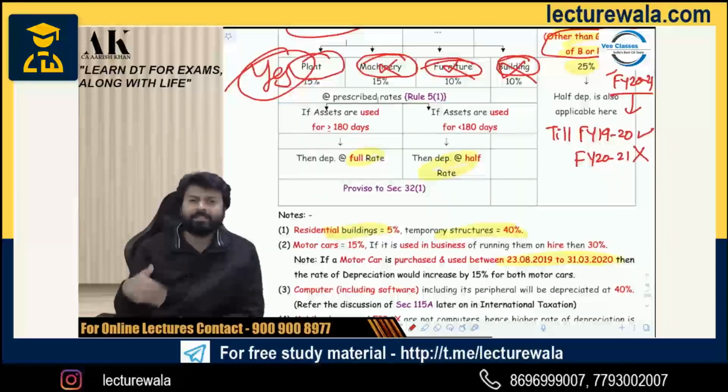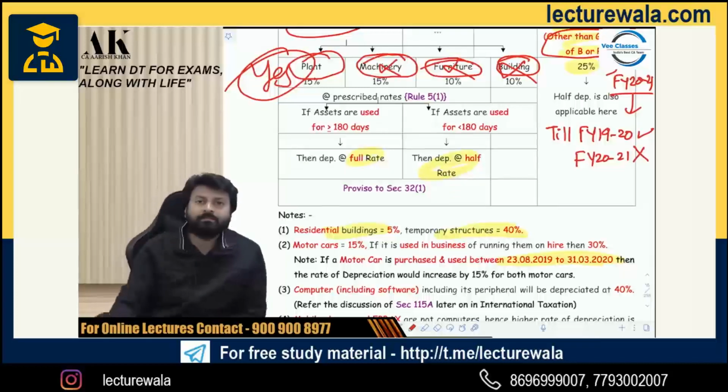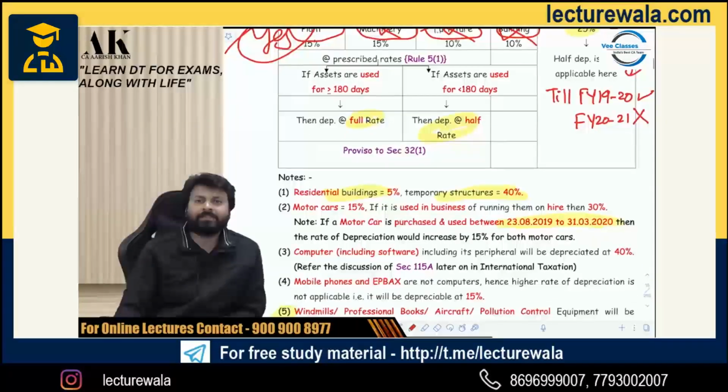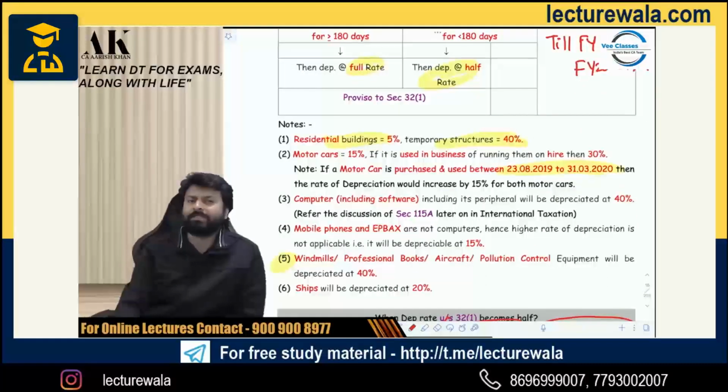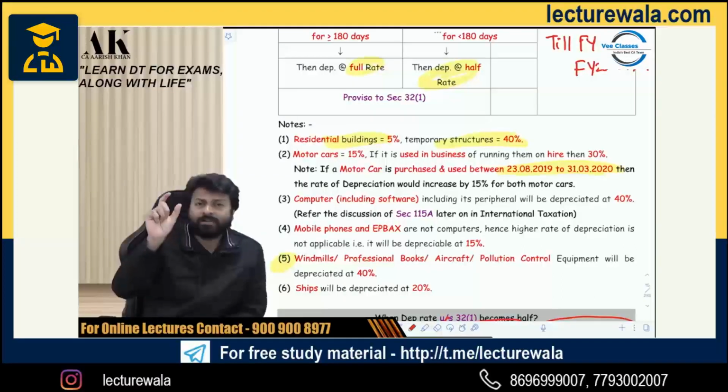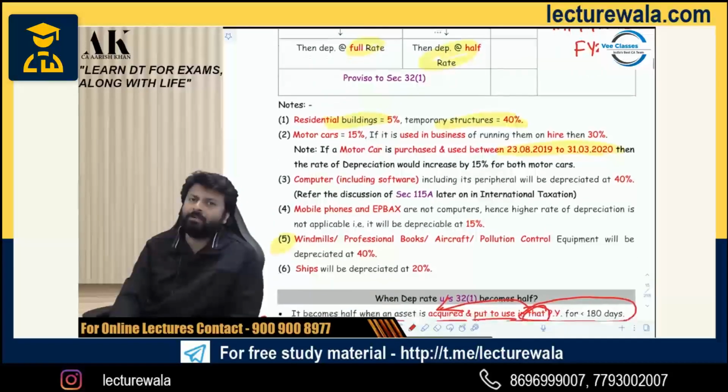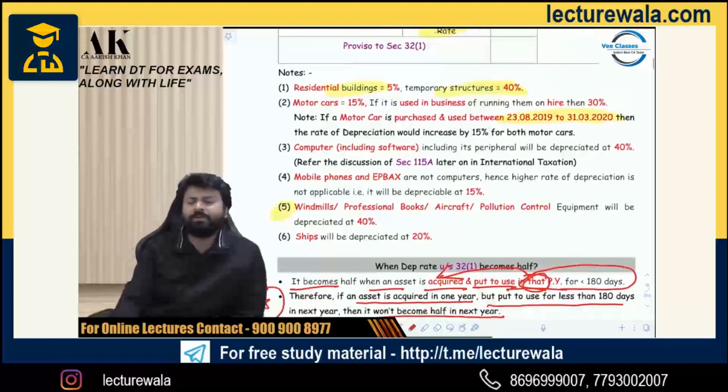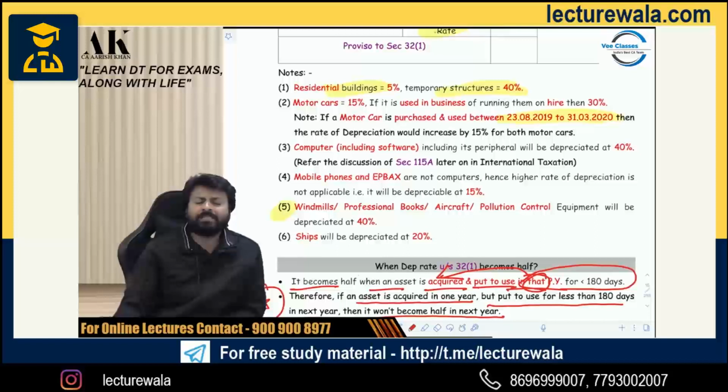Then the asset categorization and the rate of depreciation. Plant and machinery, 15%. Building, furniture, 10%. Intangible asset, 25%. Intangible asset does not include goodwill. Now, there are various rates. For building, 5% residential building, 40% temporary structure. For plant and machinery, motor vehicle by default, 15%. If it is in the business of running them on hire, then 30%. If it is purchased between 23rd August 2019 and 31st March 2020, purchased and used between this period, then 15% extra. Then mobile phones 15%, EPBX 15%, computers 40%, then windmill, professional books, aircraft, pollution control equipment, all 40%, ships 20%.